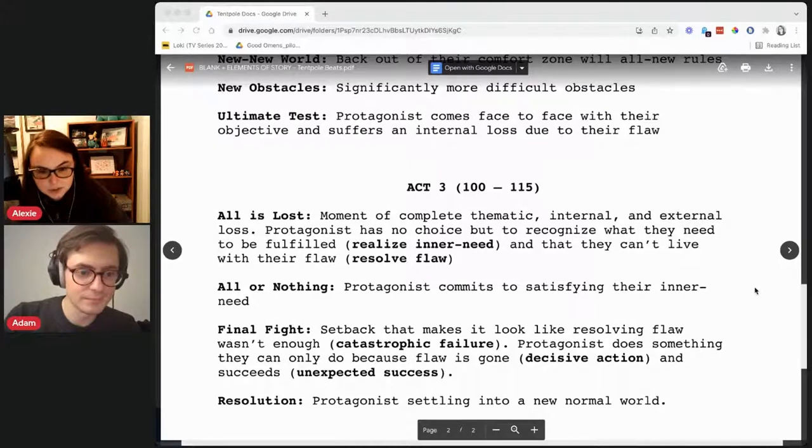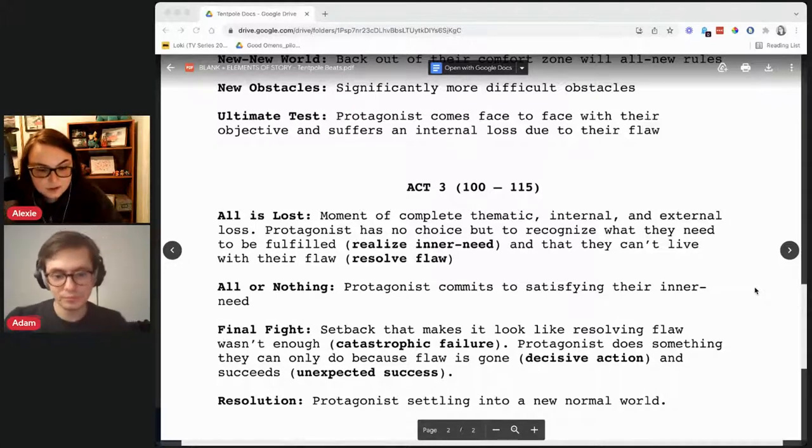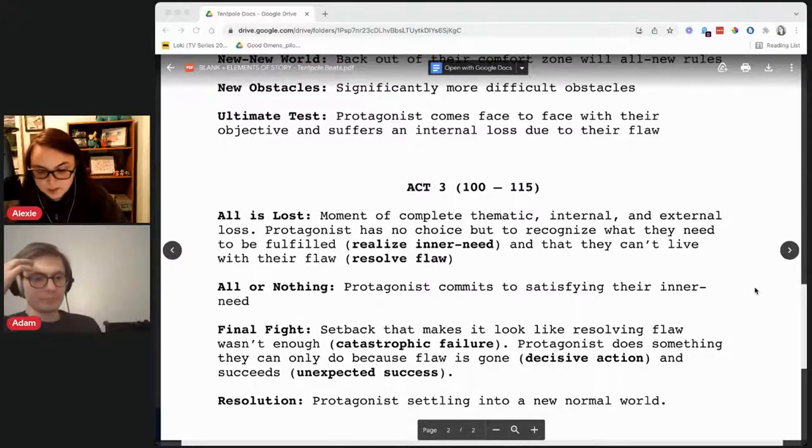And that's the decision that they make at the end of the all is lost moment. The next thing they do is all or nothing. It's their commitment to satisfying their inner need, because they just discovered what their inner need was. They just realized that their flaw messed them up. Now they're going to take a step that they would have never taken if they didn't know what their inner need was. So if we go back to the AA comparison, you get to the rock bottom.